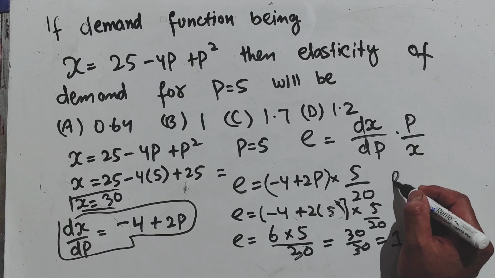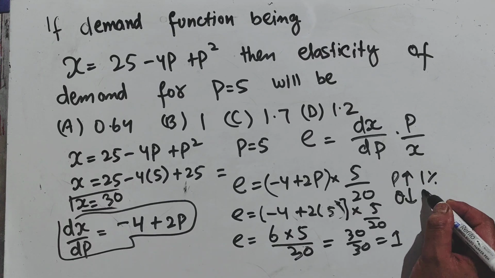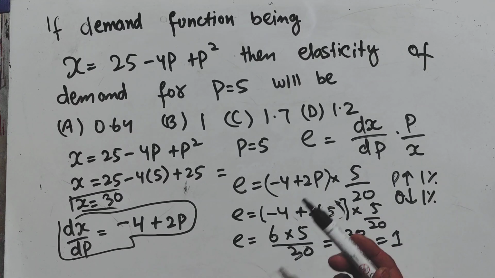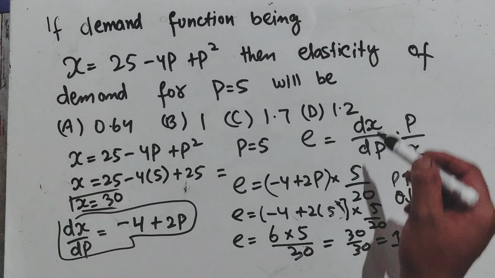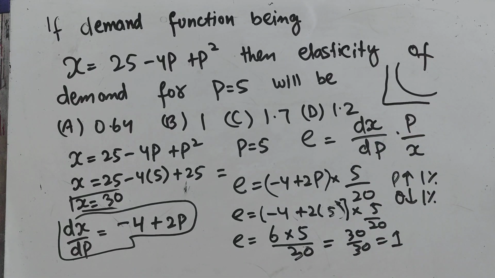That means if price increases by 1%, quantity demanded will decrease by 1%. It is in fact a rectangular hyperbolic demand function. Rectangular hyperbola, that is, we have this kind of demand function where the elasticity of demand is the same.